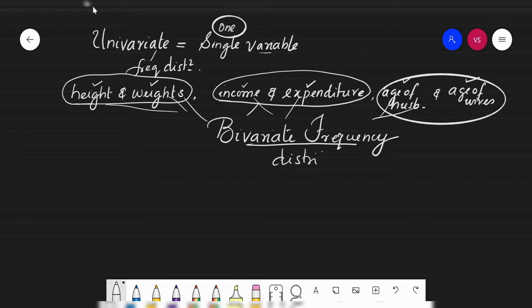This is a very important kind of study that we need to do, students, just because most of the problems or things that we are studying in our second PUC will be related to two variables. So it is important for us to study bivariate frequency distribution: heights and weights together, income and expenditure together, age of husband and age of wives together. We have to form a frequency distribution in the form of a table like this.